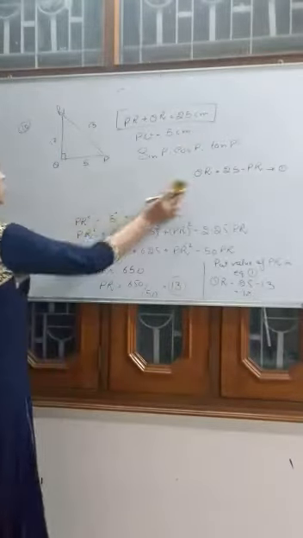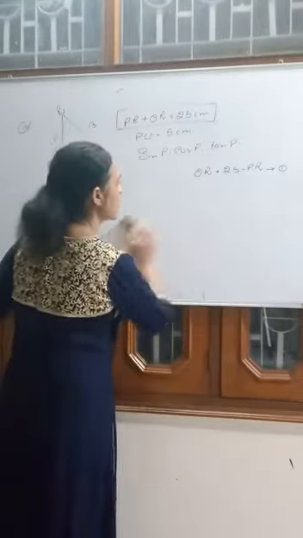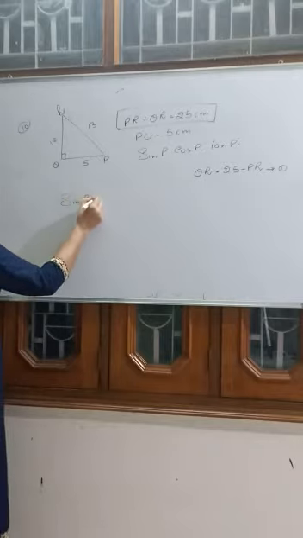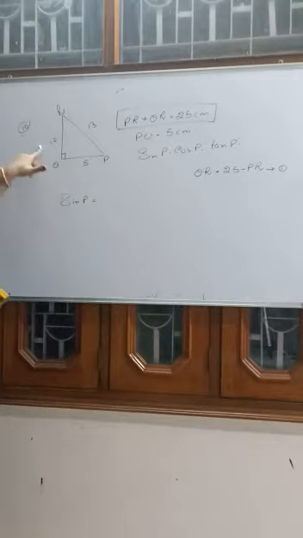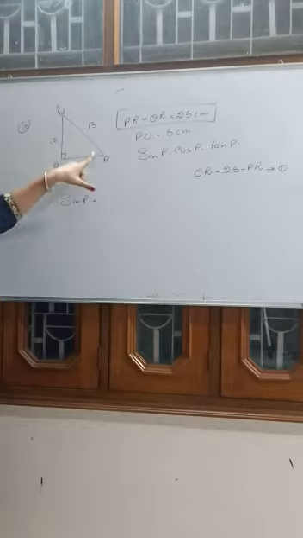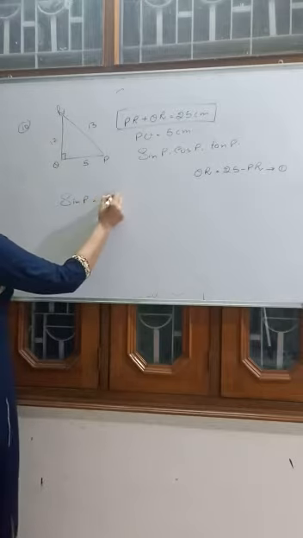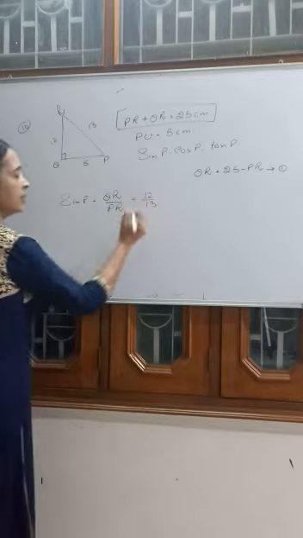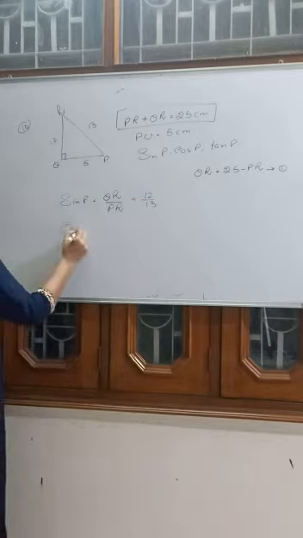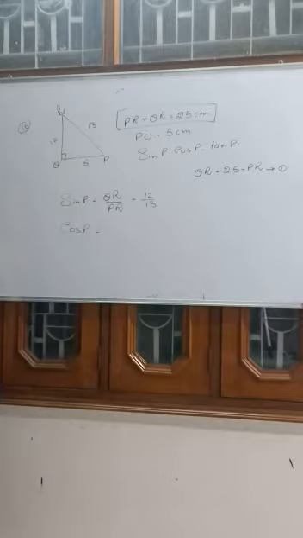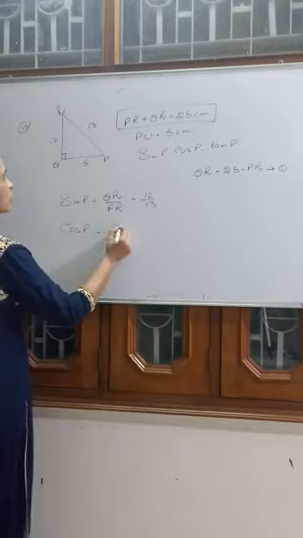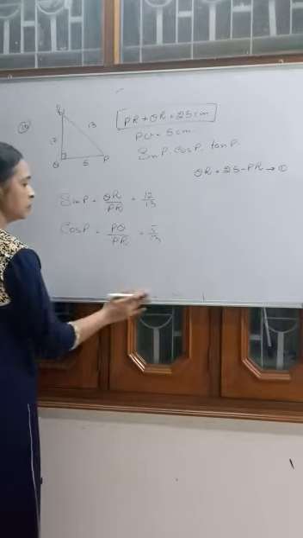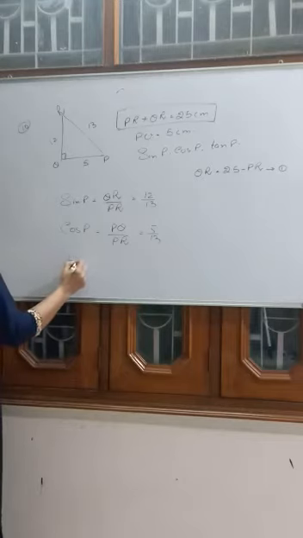Now what we have to do? We have to find the values of sin P, cos P and tan P. What is sin P? How we get sin P? Opposite side upon hypotenuse. Which is the opposite side to P? QR upon PR. It is 12 by 13. Now cos P. What is cos P? Adjacent side upon hypotenuse. That is PQ upon PR. 5 by 13.